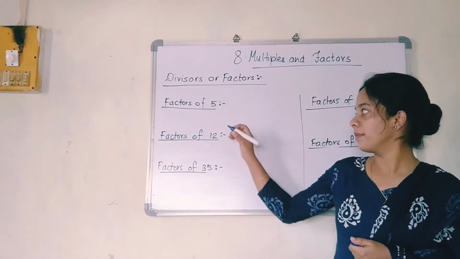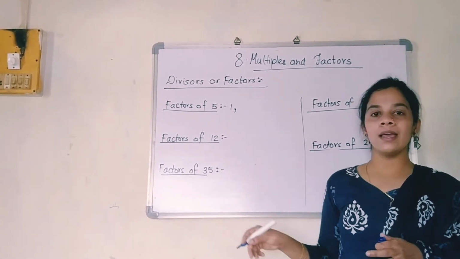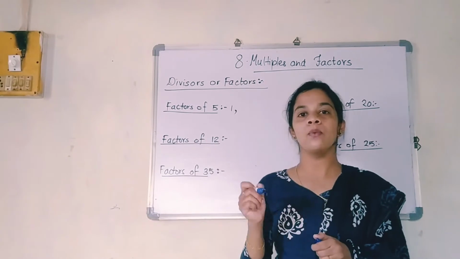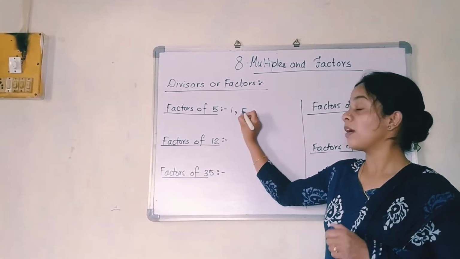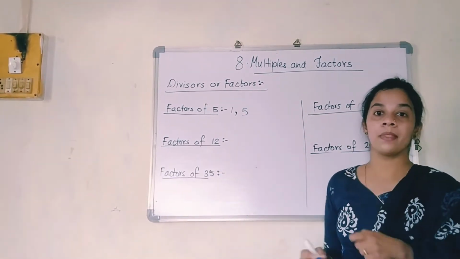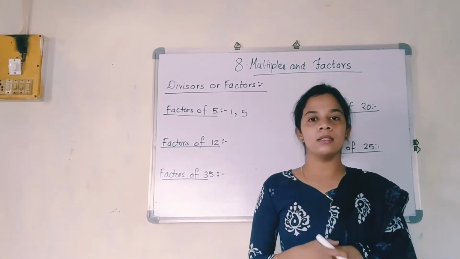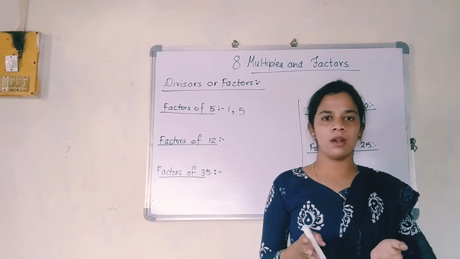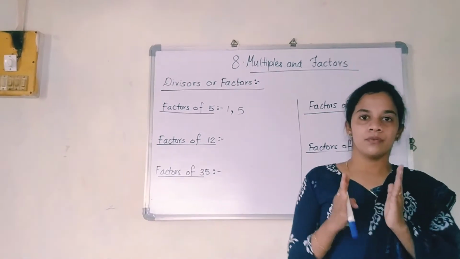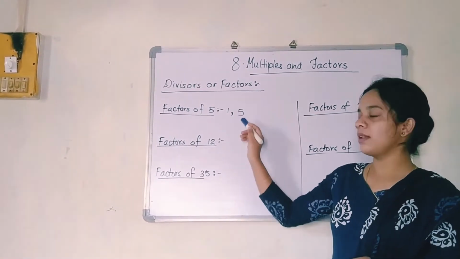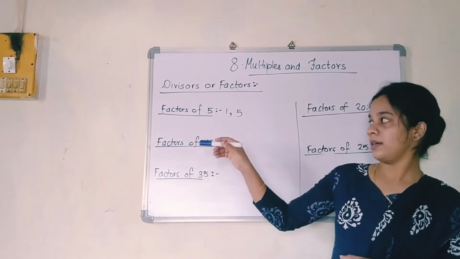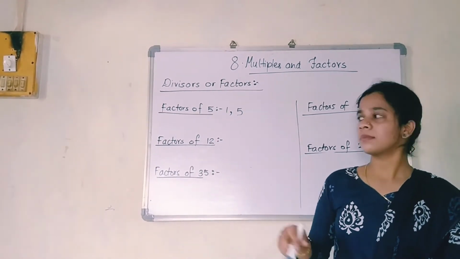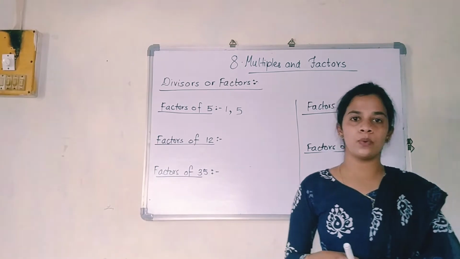Now 5 occurs in 1's table. 1 5 is 5. And 5 comes in 5's table. 5 1s are 5, my mistake. Is it coming in any other table? 2's table, 3's table, 4's table? No. So 5 is only coming in 1's table and 5's table. So the factors of 5 are 1 and 5. We will see the factors of 12.